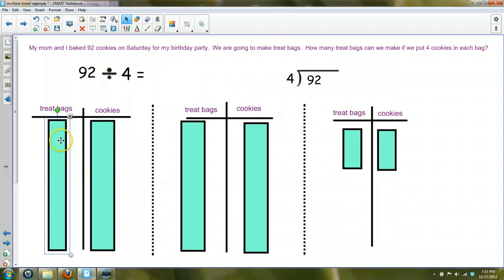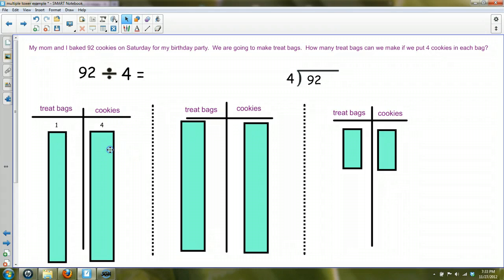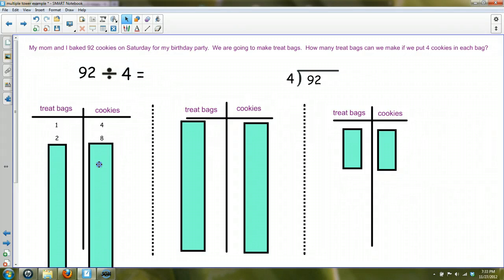So what I did was I created a column for the t-chart to describe how many treat bags I have in this column. So if I had one treat bag, how many cookies will I have used? 4. Now remember, mom and I baked 92 cookies. So I'm going to keep putting them in treat bags until I get to 92. So here's 2. I now have 8 cookies. 3 treat bags, 12 cookies.